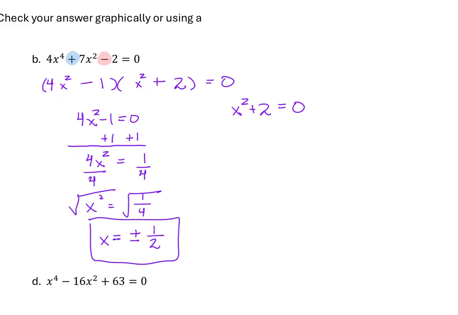All right, for our second factor, if we subtract 2 from both sides, we get x squared equals negative 2. You can continue if you want, but remember, we're in the real number system, and so these are not real. We cannot take the square root of a negative number in the real number system, and so we are done. Our only answers are going to be plus and minus 1/2.